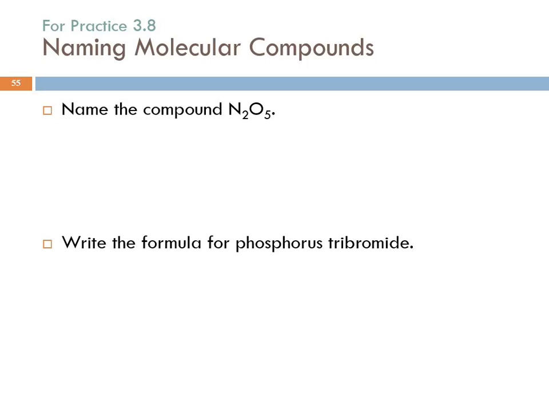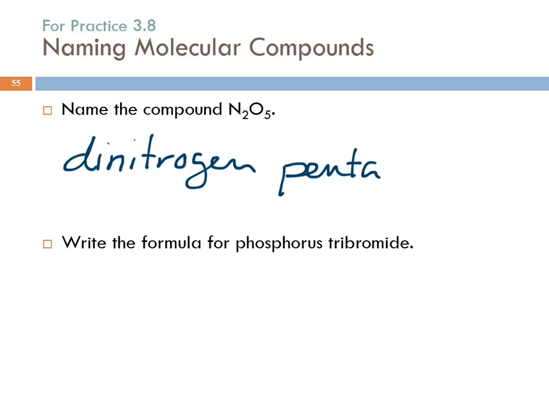So let's do a couple of examples. What would be the name for this compound, N2O5? Dinitrogen pentaoxide. There's 2 nitrogens, so we put di in front of it and leave a space, and then pentaoxide. Changing the ending to "ide."